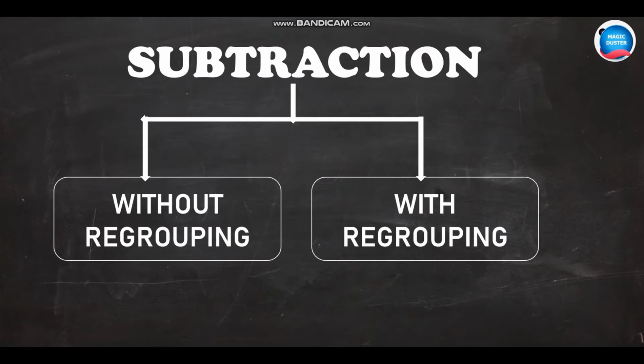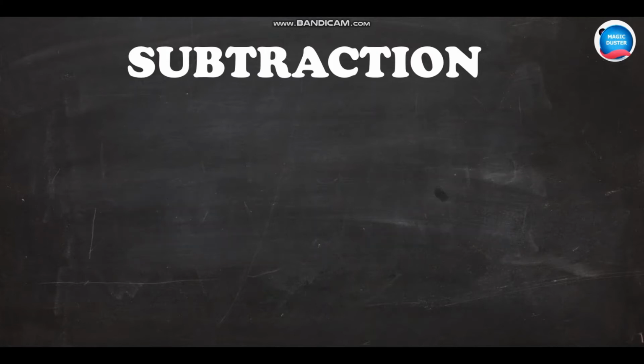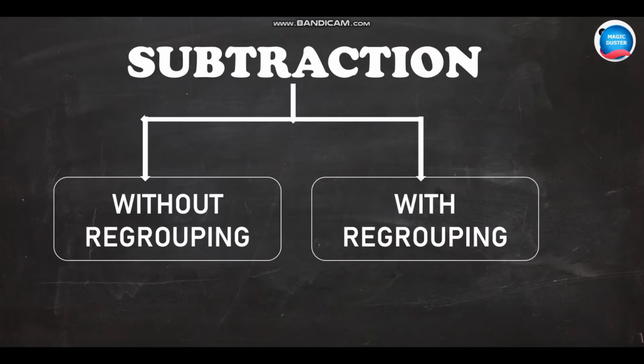In subtraction, we have two groups. One is without regrouping and another one is with regrouping. What is regrouping? If we have carryovers in the sum, that is known as with regrouping. And if it doesn't have any carryover, that is called without regrouping.